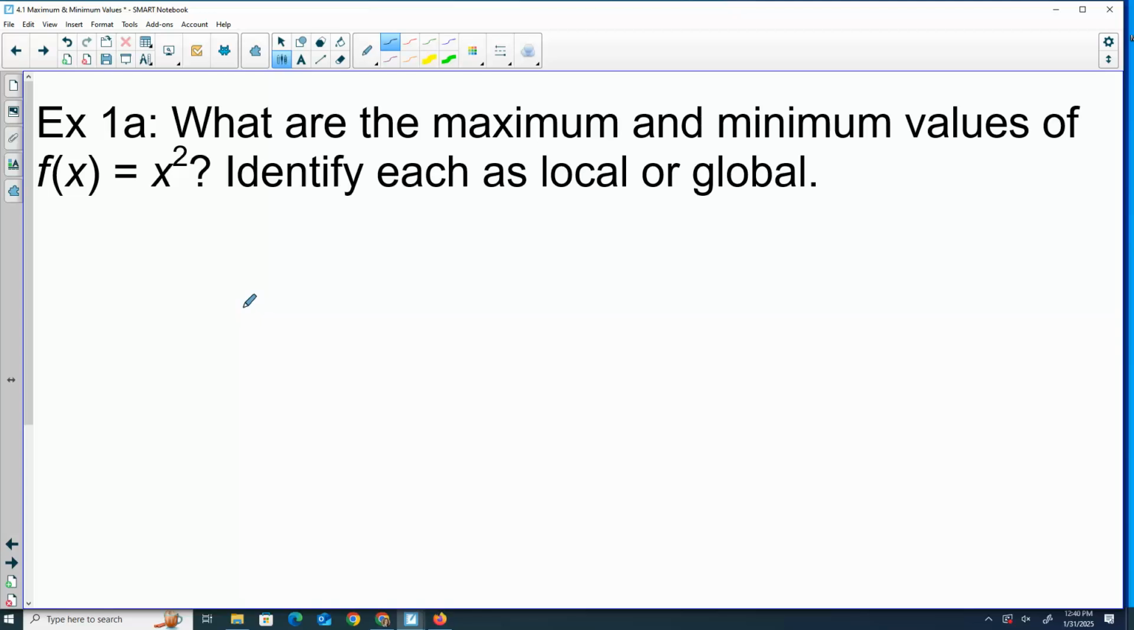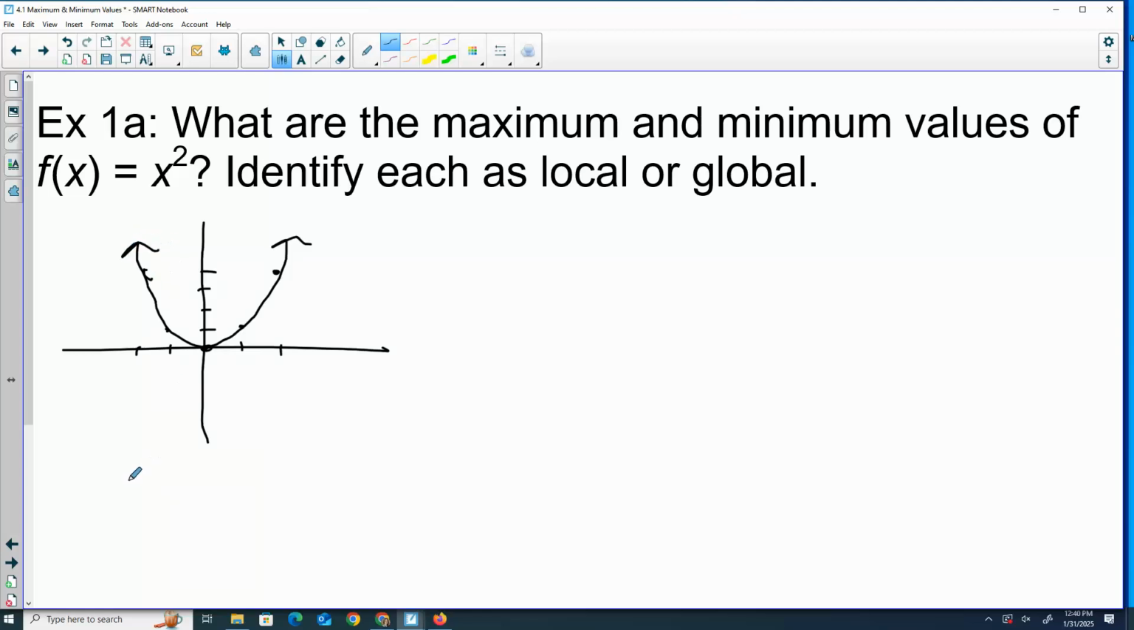Okay. So if I were asking for the maximum or minimum values of f(x) = x squared and identify it as local or global. We know what x squared looks like, right? What is it? A parabola opening up. If I put in 0, we get out 0; 1, 1; 2, 4. So that's what my graph looks like.